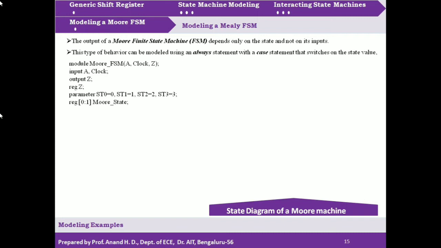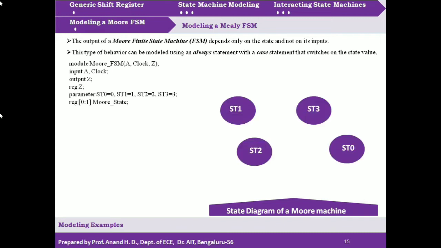What we have? Keyword module, name Moore FSM, IO list as A, clock and Z. So A and clock are the input signals, Z is the output signal. Then we have parameter ST0, ST1, ST2, ST3 equal to 0, 1, 2 and 3 respectively. So these would be the states of our Moore FSM, and then we have a variable Moore_state for holding the state information, which is of vector type and size 2 bits, right? So what we can know from this is there are 4 states: state 0, state 1, state 2 and state 3, right?